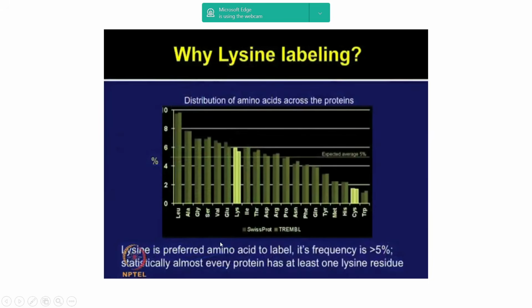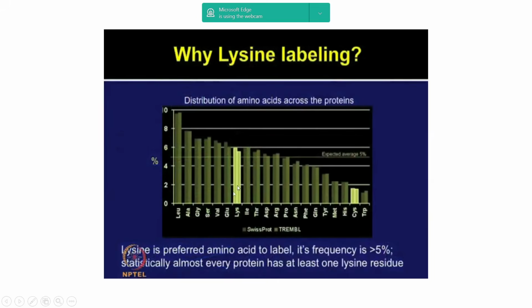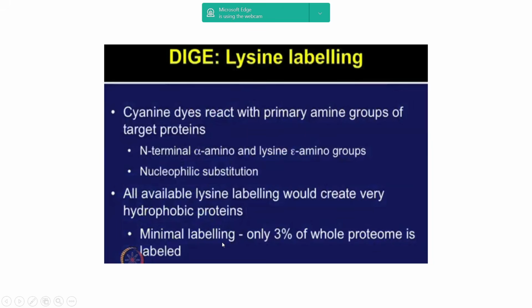So lysine, generally minimal labeling is preferred, as I told you, wherein lysine is used. Lysine is the preferred amino acid for labeling because its frequency is greater than 5%. So it is generally present in most of the proteins, because of which no matter what protein you are targeting and what protein you want to analyze, lysine is one of the best amino acids to choose. So while using the DIGE technique, as most of the proteins will have lysine in them, they will be labeled with the help of lysine.